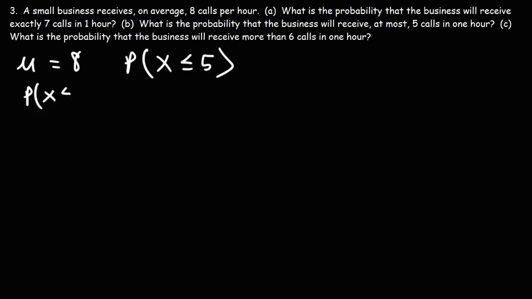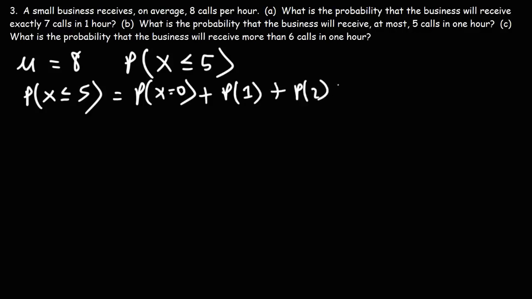So I'm just going to rewrite it here. So this is equal to the probability that x is equal to 0. Now, just to conserve space, I'm not going to write x all the time. But it's going to be plus the next one where x is equal to 1, plus when x is equal to 2, all the way to when x is equal to 5. So we have to add up the individual probability values.